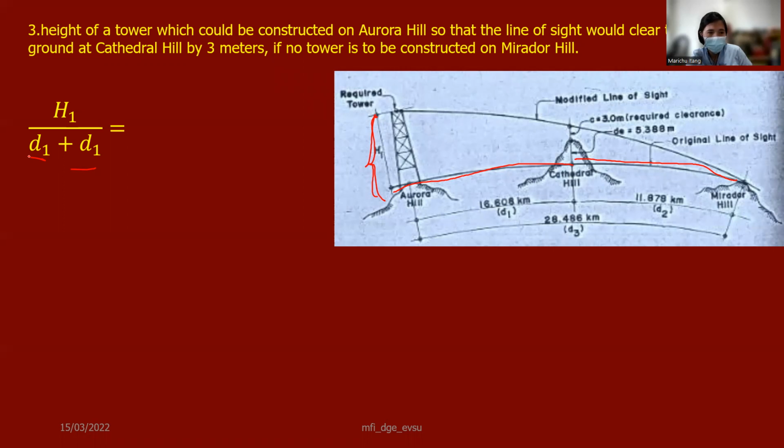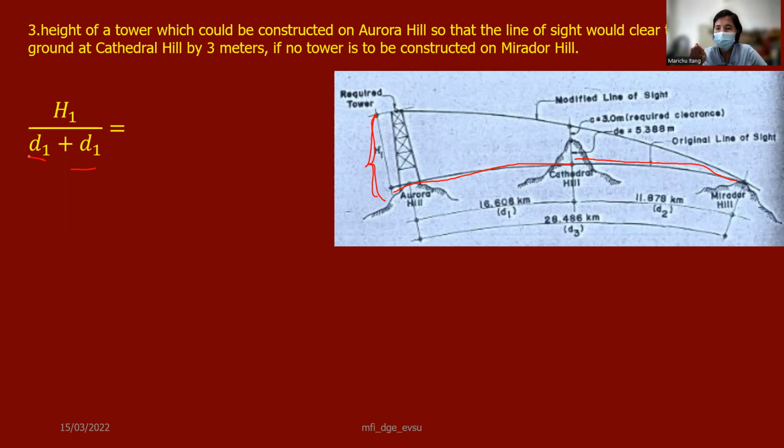This is D2. So direct substitution, we have 5.38. Do not copy the sign of the DE kanina, which is negative 5.388. Those negative is just indication kung naka-obstruct ba siya or hindi. Okay? So take 5.388 over 11, then substitute. Then the height of the tower to be constructed at Aurora, kung naka-observe tayo kay Mirador, is equivalent to 20.116 meters.